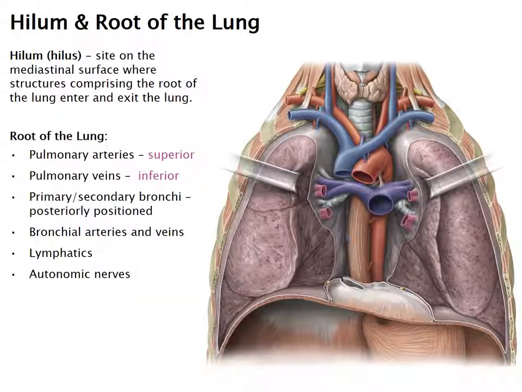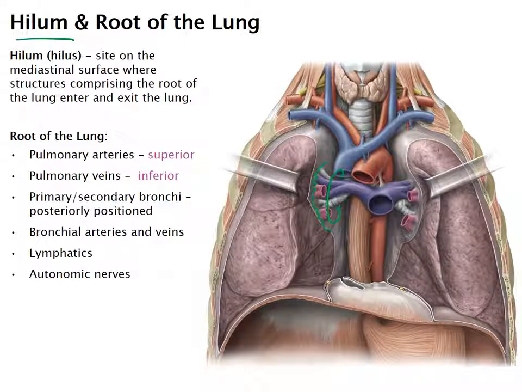Along the mediastinal surface of the lungs is the hilum and the root of the lung. The hilum is very simply the area of the lung where structures pass to and from the lung itself. The root, however, is the composition of all those structures that are passing in and out of the lungs. And recall from an earlier slide that here at the hilum of the lung, the visceral pleura is continuous with the parietal pleura. Here's the root of the lung, and this area here we'll call the hilum.